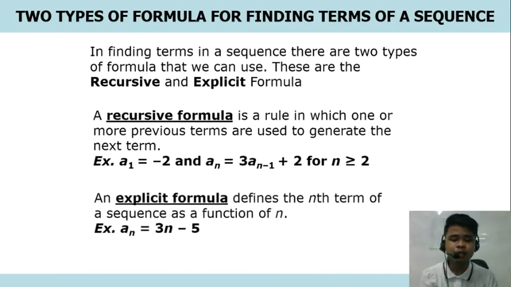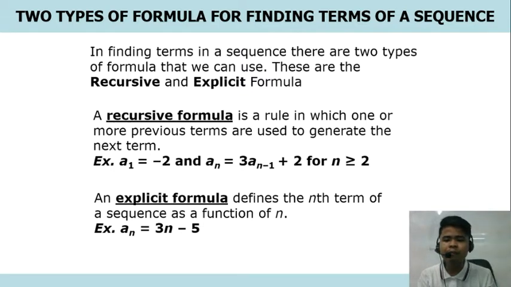And an explicit formula defines the end term of a sequence as a function of n. Okay, ang kaibahan ng recursive at explicit is that in the explicit, you don't need the previous term of the particular term bago mo siya mahanap. For example, if you want to find the 10th term, hindi mo na kailangan ng 9th term para mahanap mo yung 10th term. You can directly find the 10th term automatically.